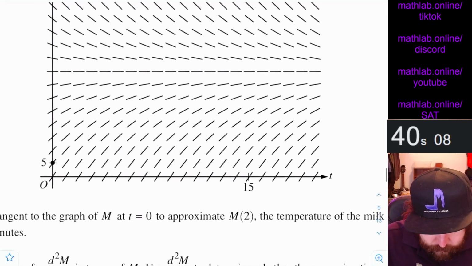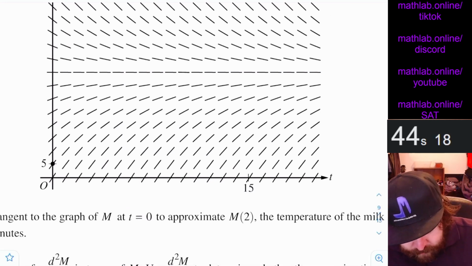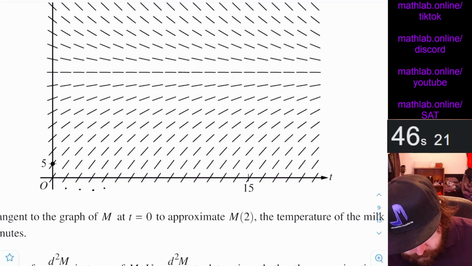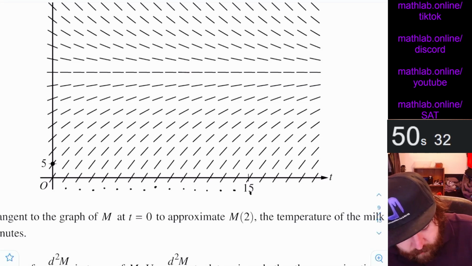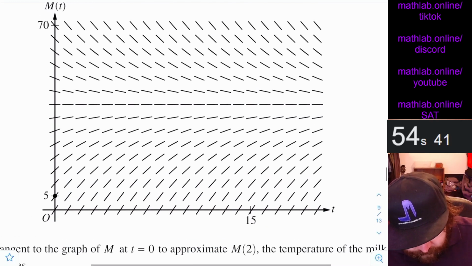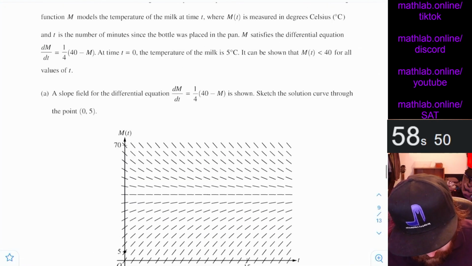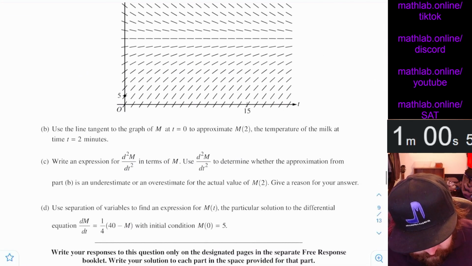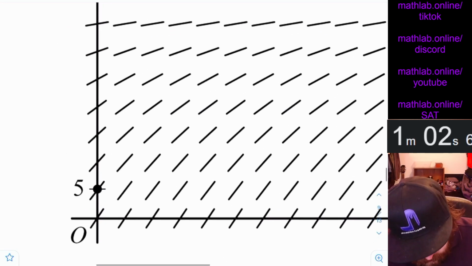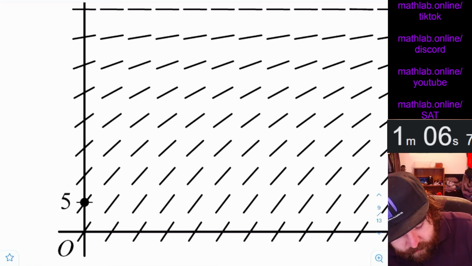Okay, easy enough. We'll just do that right here. So, what are these? 1, 2, 3, 4, 5, 6, 7, 8, 9, 10, 11, 12, 13, 14, 15. Yes. So, we're looking at 5. Wait, is that our starting point right there? 0, 5? Oh, okay. So the idea is you just gotta always be parallel to these lines.